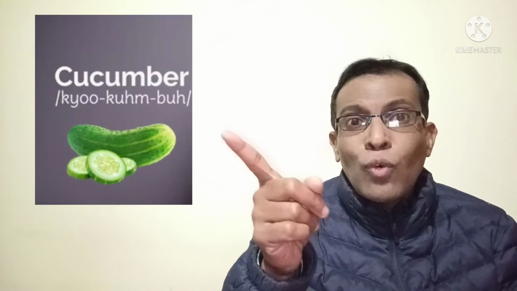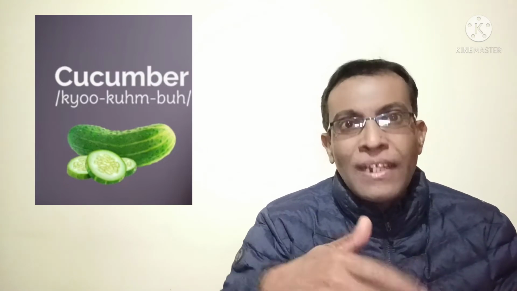The next is this. What is this? This is called in Hindi khira, but in English we call it cucumber. Cucumber. Again, the stress is on the first part of the word, cucumber. So, repeat once more with me, cucumber.